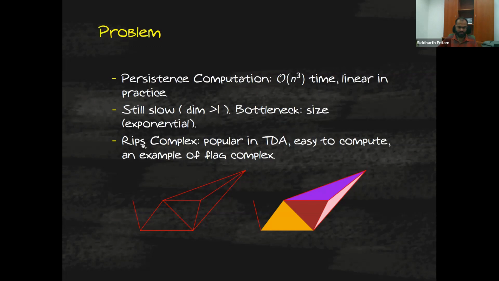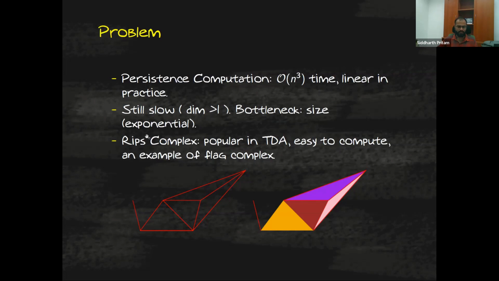The Rips complex is one of the most popular simplicial complexes used in TDA, topological data analysis, for persistence computation, because it is easy to compute and it is a flat complex, meaning that it is characterized by the underlying graph. The simplices of a Rips complex are basically the cliques of the graph. So here you have triangles and tetrahedrons as cliques. It approximates basically the Čech filtration.